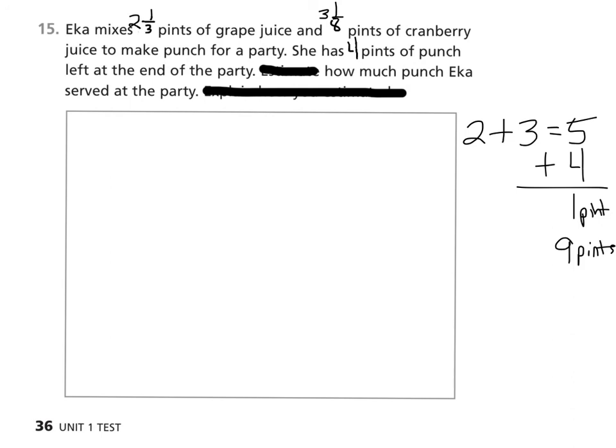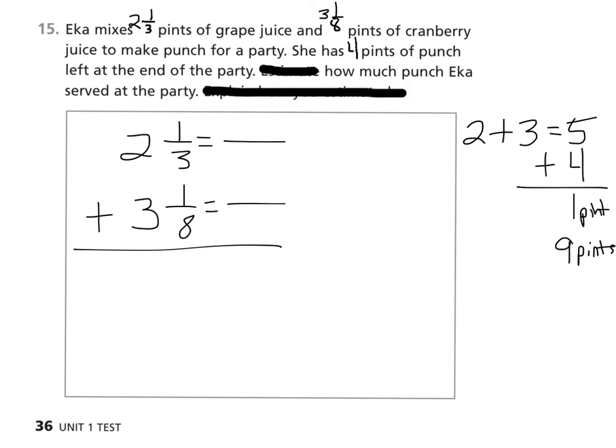Now that I know I'm going to be first adding my 2 fractions to see how much punch I mixed, and how much we started with, I will be adding the entire mixed numbers. I find my common denominator, 24. My numerator here is 8, and my numerator here is 3. And add those together and see that I started with 5 and 11/24 pints of punch.